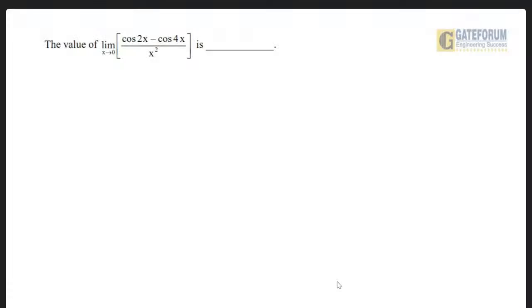So this is Biotechnology GATE 2023 Mathematics explanations with questions. The first question is: the value of limit x tends to 0 of cos 2x minus cos 4x divided by x square is. This is from engineering mathematics, from the topic calculus, subtopic limits. The solution is, so this is the expression. For this we have to find the limit as x tends to 0.